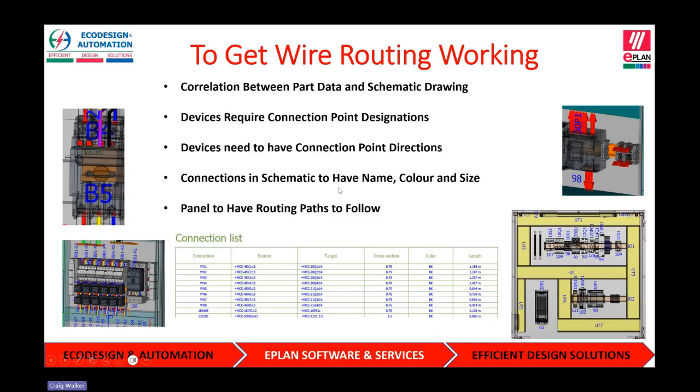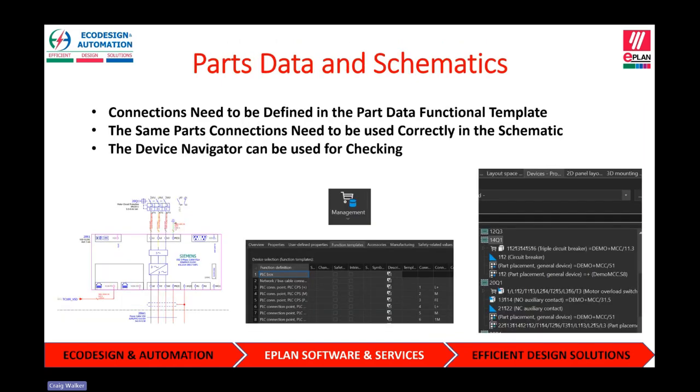Connections in schematics are required to have a name, color, and size to be able to be represented correctly in your 3D panel layout. And panels have to have routing paths to follow. That can be a little bit hard to see, and you don't always need to add them when they're already placed by trunking. So we'll have a look at all this and see how it all works.